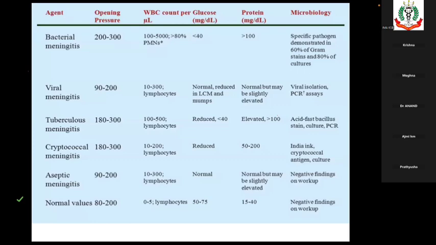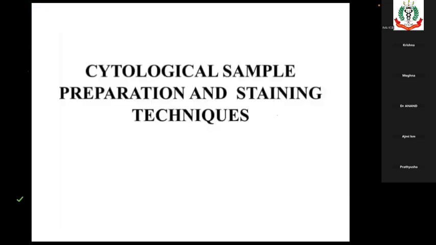This is another important area, again one important essay question for you. What are the CSF findings in different types of meningitis? So you should know this table. You have to learn this table by heart. If you know this table, you'll definitely get 10 marks from that question. Maybe sometimes it can be asked as a 6 marks question as well, maybe in the MCQs, but this cannot be skipped. CSF findings in different causes of meningitis.